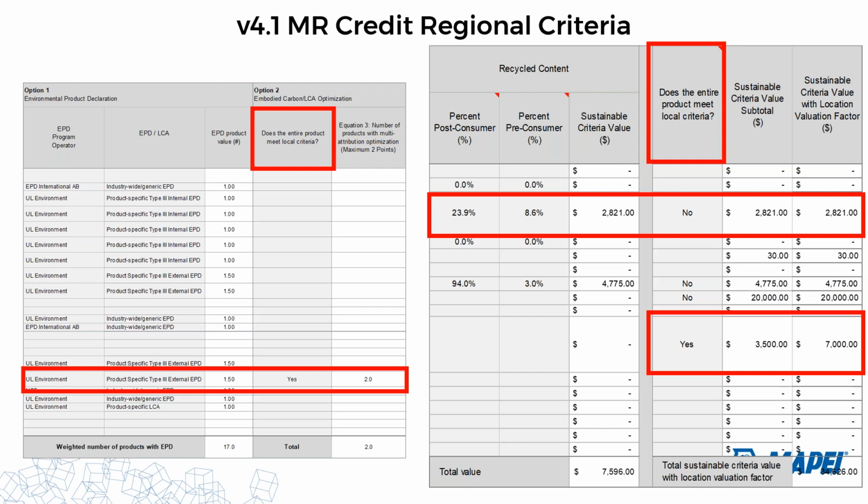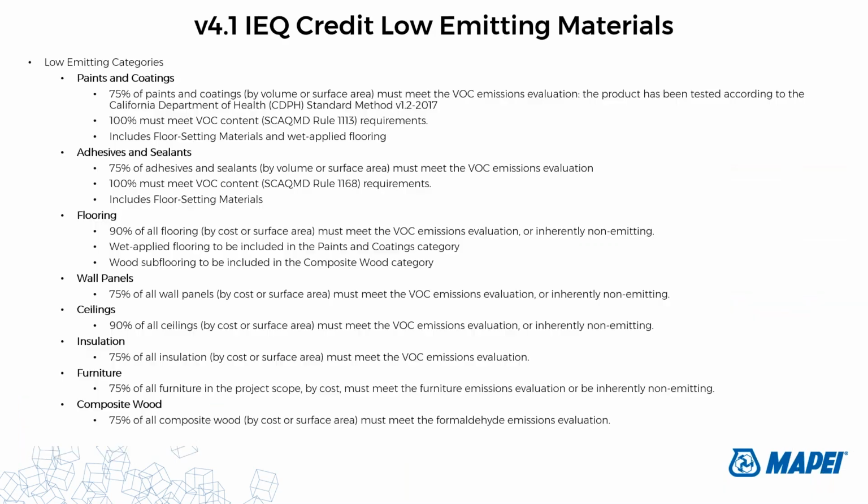And on the right, in the other example, you can see that the sustainable criteria value doubles if yes is selected for local criteria. So 2 times or 200% of the cost is achieved if 100% of the product is achieved within a 100-mile radius. So that brings us through the MR credits.